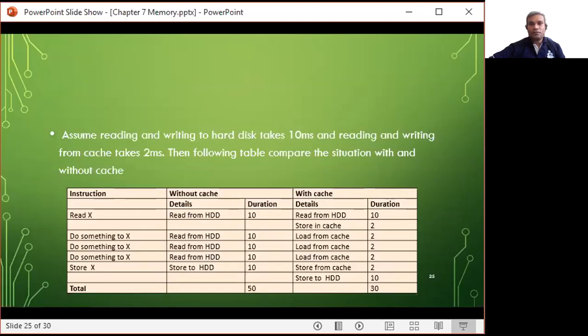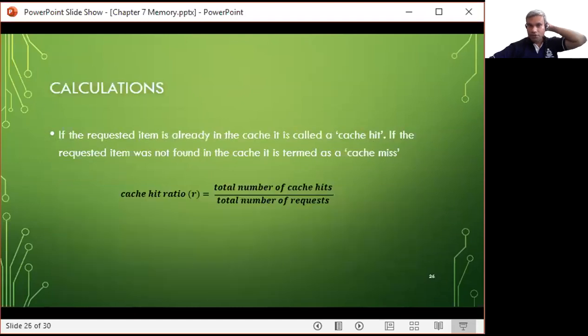Okay. Is it clear? Now let me show you some calculations. There are only two main equations that you need to know. First one is the cache hit ratio. Now there's no guarantee that all the values the processor requires are in the cache, because cache is very small, it can store only very few variables. So there can be a time the processor asks for something and it's not in the cache. If the processor asks for something and it is in the cache, that is called a cache hit. If the processor asks for something and it is not in the cache, that is called a cache miss.